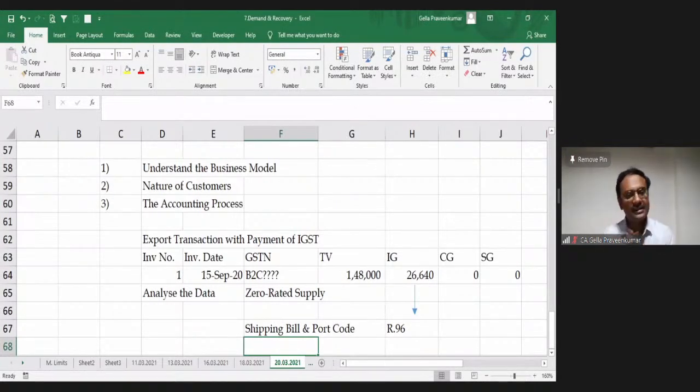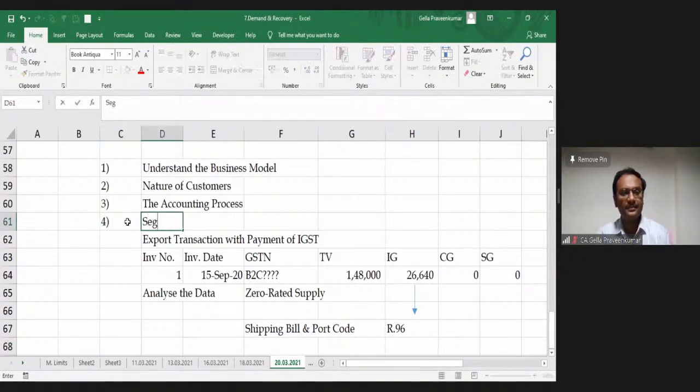By that time the client will say, boss, you are not capable of filing returns, let me go and get it done by some other person. That is the reason, first and foremost, you analyze your business model and understand the nature of the customer. Based on your accounting process, you make a proper grouping or segregation of data into B2B, B2C, SEZ, then exports, then deemed exports.